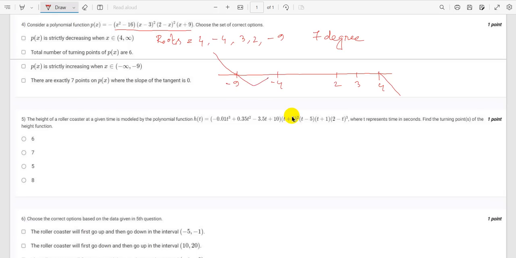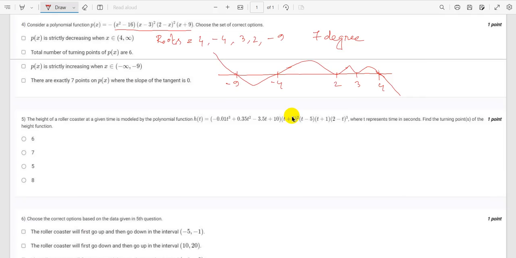-4 also has degree 1, so it cuts at this point only. For 2, degree 2, so it touches at this point. And 3, degree 2, like this. And the last one is 4, at this point it cuts only. So this is our graph.